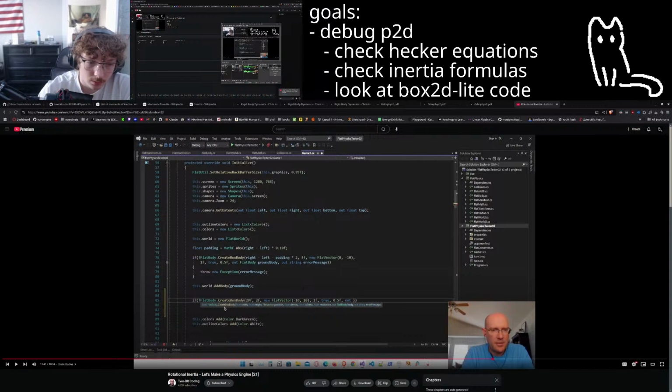Position. Oh, this is interesting. Create box body. 20 and 2. So I wonder what the scaling is in the world units for him, but yeah, 1280 by 768 is his screen.